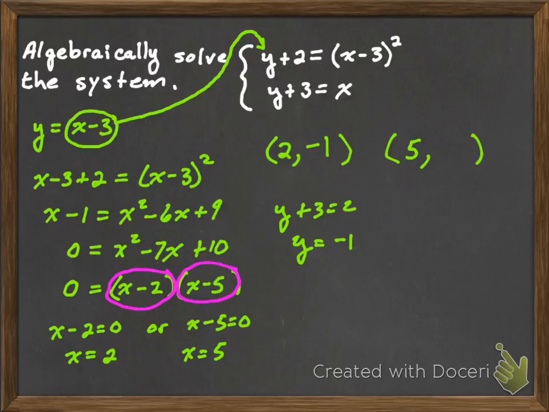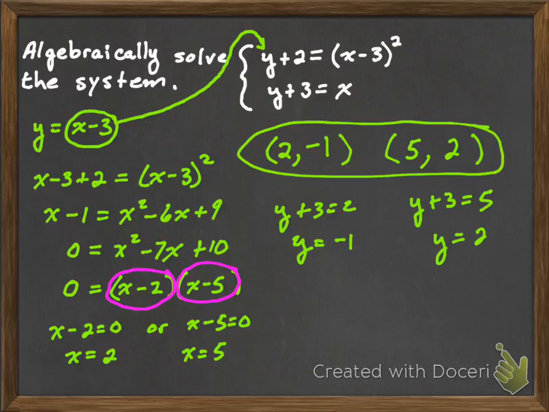Then we do the same thing over here. We substitute the 5 in for the x, which gives us y plus 3 equals 5, so y is equal to 2. And again, these are the 2 points of intersection between the parabola and the line.